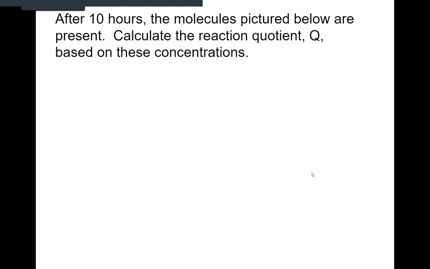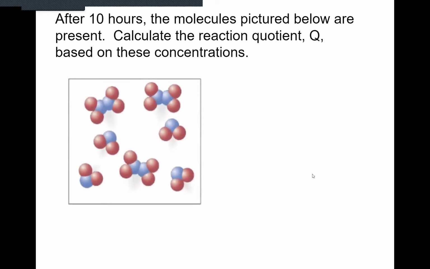Now we've waited 10 hours. And again, we're going to show a picture of the molecules present. How many of the big product molecules do you see now? See 2 at the top and 1 at the bottom? That's a total of 3 of the big product molecules. And there remain 1, 2, 3, 4 of the smaller reactant molecules. So the concentration of NO2 is 4, and the concentration of N2O4 is 3.